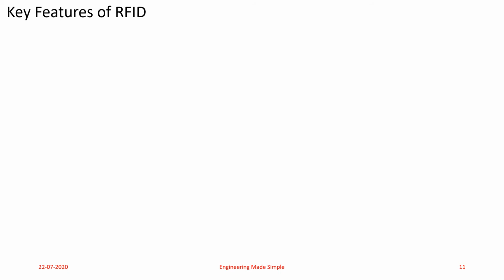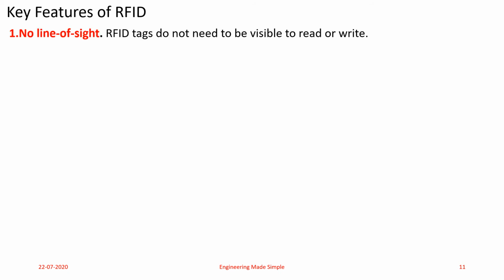Now we will move on to study key features of RFID technology, that is radio frequency identification. No line of sight. RFID tags do not need to be visible to read or write. It is the most important feature that the transmitter and the receiver can be invisible to each other, and even after being invisible they can perform data transfer and data processing and so on. So RFID tags do not need to be visible to be read or written.